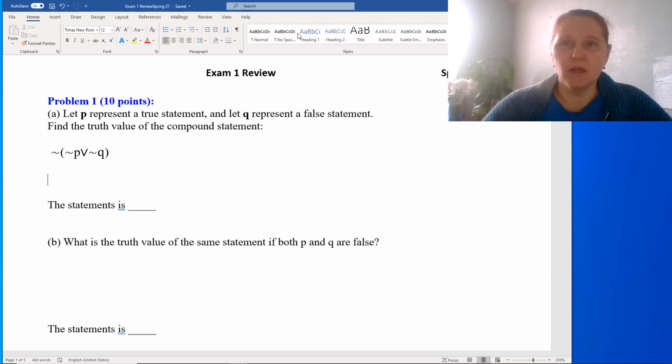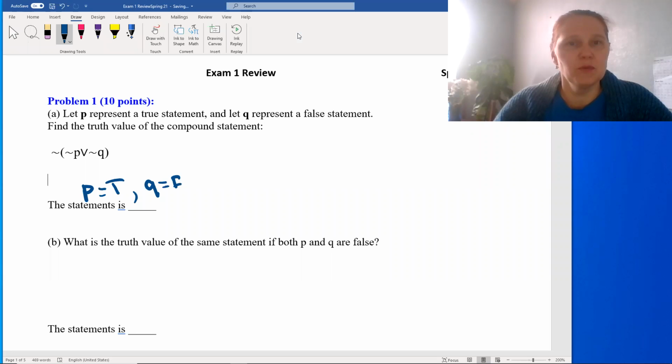Okay, the first problem will be from logic, and we know the truth values of two of the variables, and we want to know the truth value of the expression. So we know that P is true and Q represents a false statement, Q is false, and we want to know the truth value of the following expression: not (not P or not Q). So you will have something similar to this.